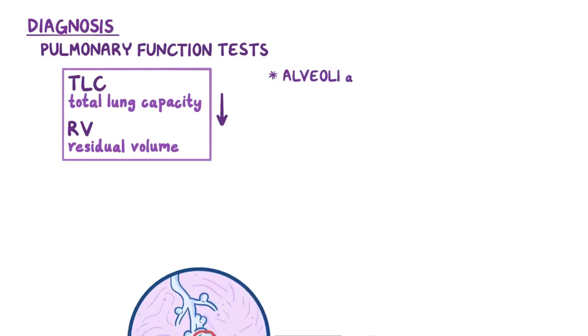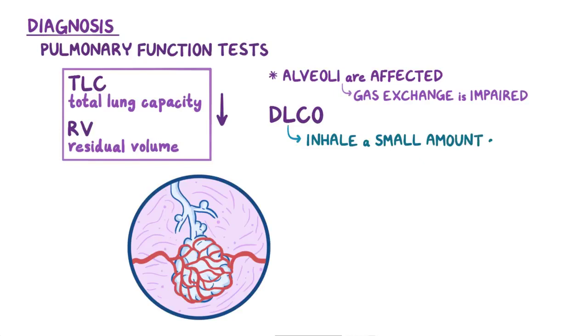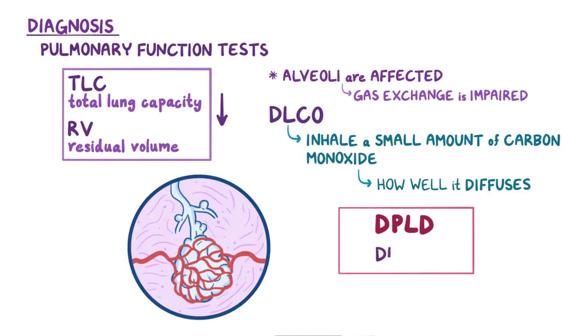Finally, because the alveoli are affected, gas exchange is impaired. Gas exchange can be tested by measuring the DLCO, which involves allowing the individual to inhale a small amount of carbon monoxide and seeing how well it diffuses. In DPLDs, the DLCO is decreased.